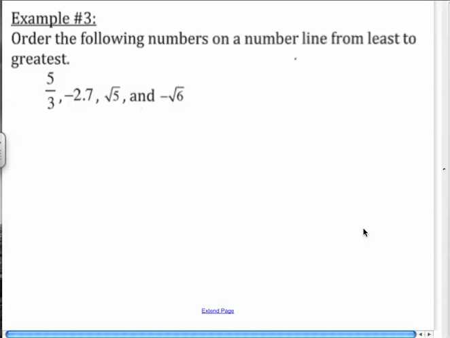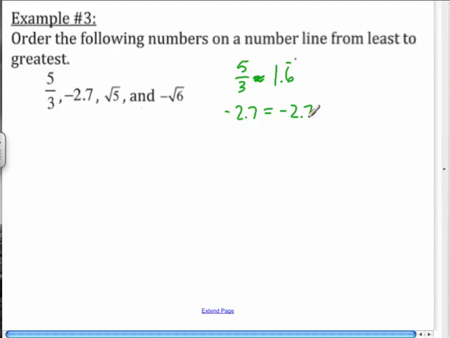Okay, this one says order the following numbers on a number line from least to greatest. Well, you know what, guys? I have to sort of do the same thing with example 3 that I did with example 2. I need to change these things into their decimal form. So 5/3 is approximately, I'm just going to get some approximation here. So 5 divided by 3 is 1.6 repeating. Okay. Negative 2.7, well that's in its decimal form.